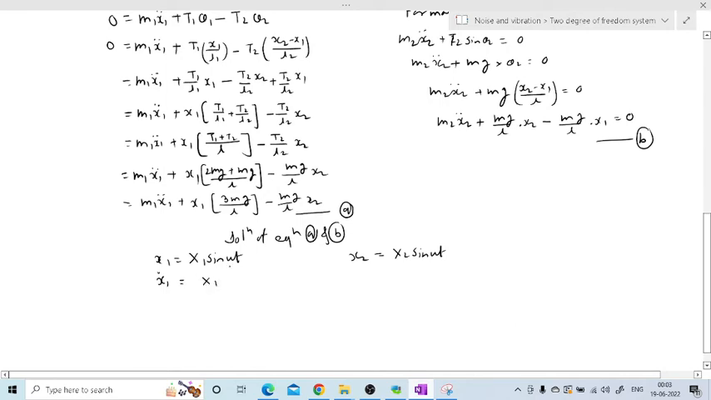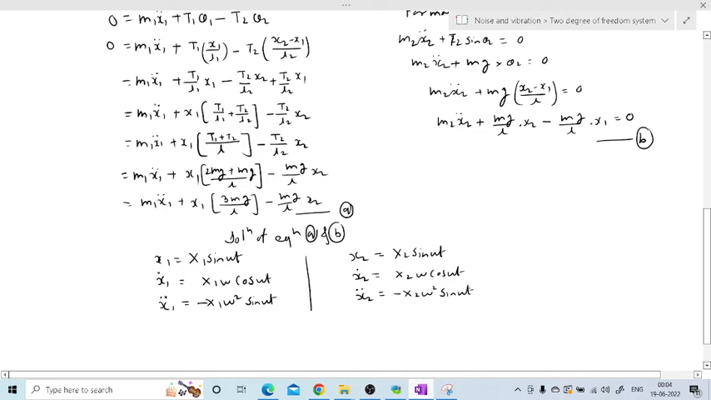So this will become x1, differentiation of sine is cos omega t, and differentiation of omega t is omega. Similarly, I can write here x2 dot will be x2 omega cos omega t. Now differentiate one more time. So x1 double dot will be x1 omega, differentiation of cos is minus sine, and differentiation of omega t is one more omega, that is minus x1 omega square sin omega t. Similarly, minus x2 omega square sin omega t. So this will be the solution.